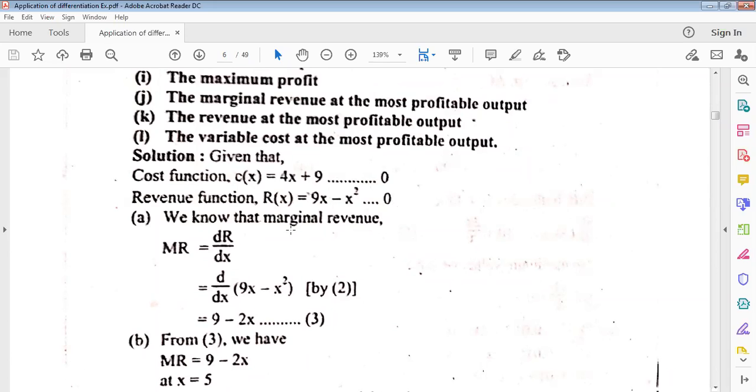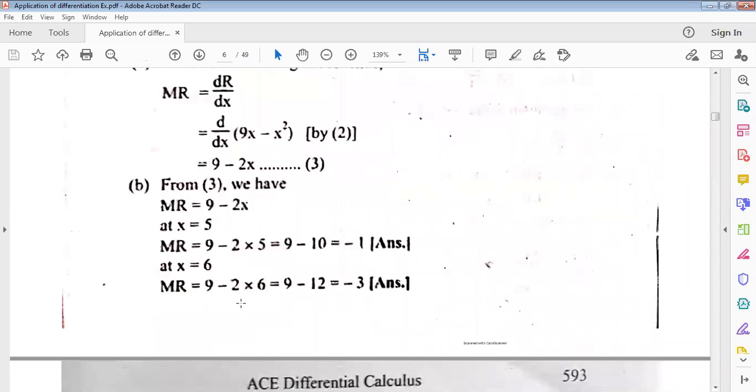Now we know the marginal revenue formula: MR = d/dx of R. R is 9x - x², given in equation 2. Now taking differentiation, differentiation of x is 1, and differentiation of x² is 2 into x to the power 2 minus 1. That means 9 minus twice x. This is the marginal revenue, equation 3.